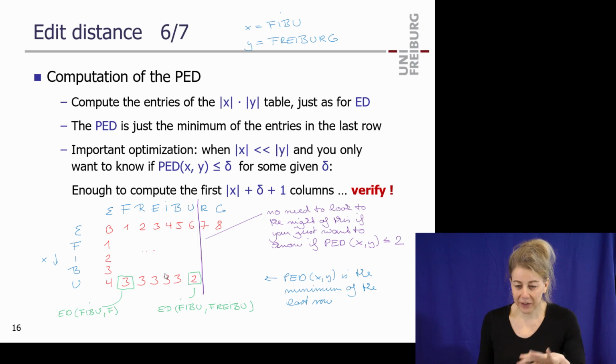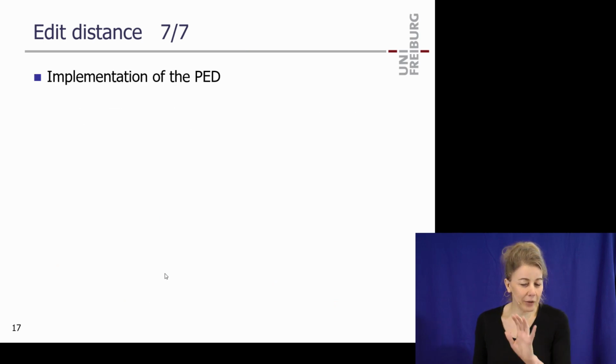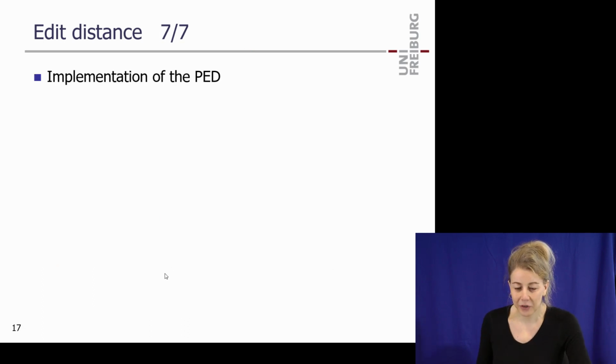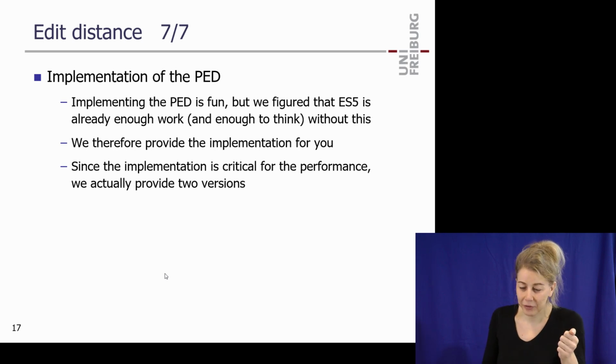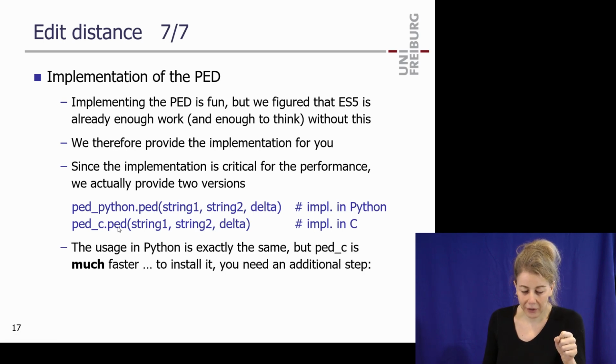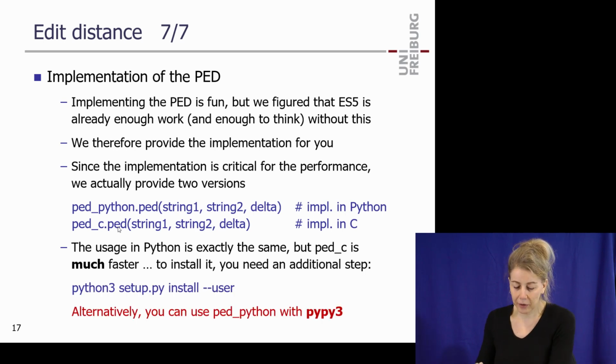But, and this brings me to the last slide, and then we have a break. It would be a lovely exercise to implement this, but there's more work. The second part of the lecture is about that, so we give it to you. Of course, if you have fun with it, you can implement it yourself. And we actually provide 2 versions, one implemented in Python, one implemented in C. If you have problems with the one, use the other. The C one is faster, but you have to install something. You can also run PyPy3. I mentioned PyPy earlier. Then the Python one is about as fast as the C one, but maybe just pick whichever one of the 3 works best for you.